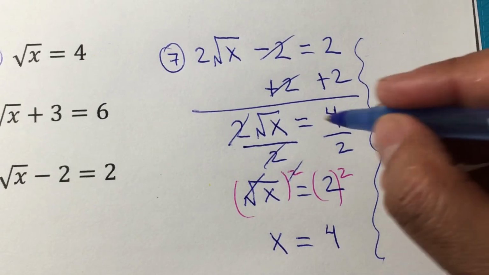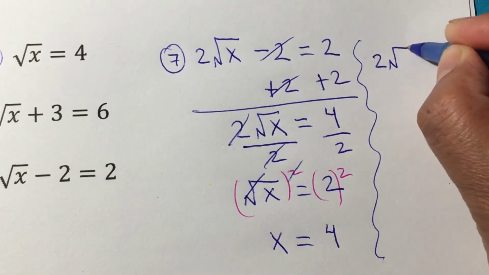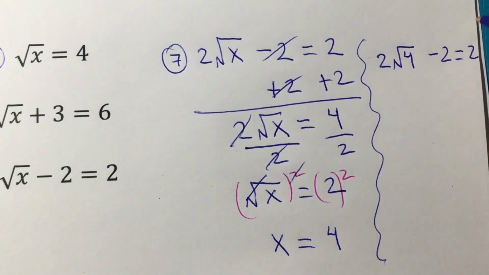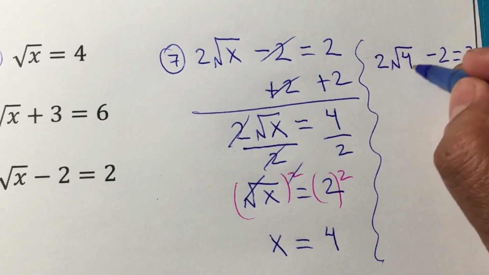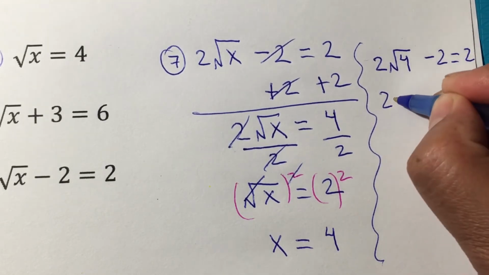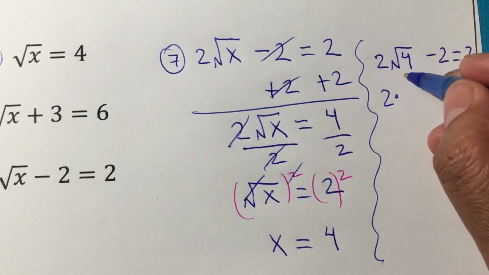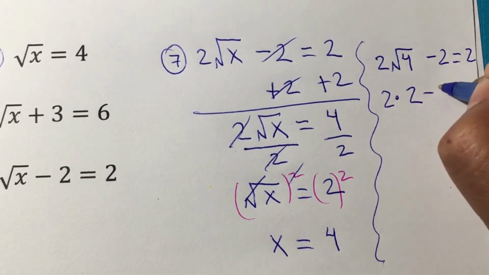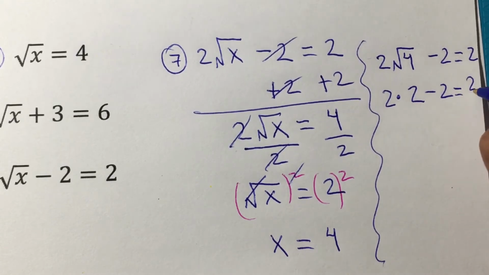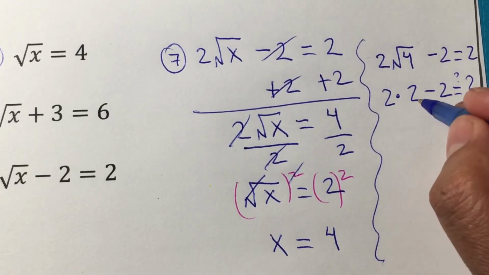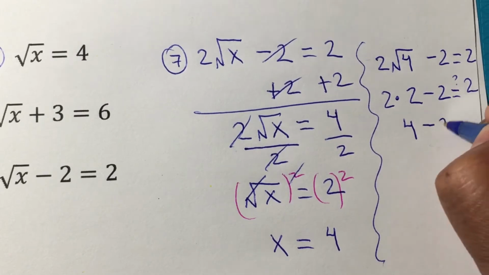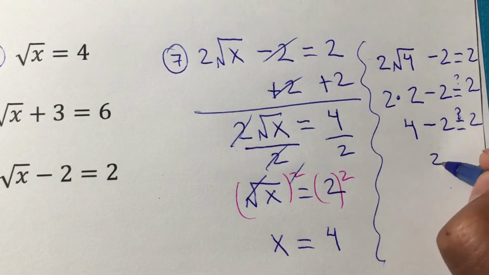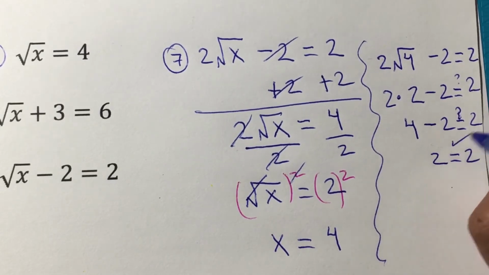For the check, all we have to do is substitute. So 2 square root of 4 minus 2, is it equal to 2? I take the square root of 4 first, bring down this, and this is multiplication. If there is nothing, that means that you're multiplying. And so the square root of 4 is 2, minus 2, is it equal to 2? 2 times 2 is 4, minus 2, is it equal to 2? And 4 minus 2 is 2, which is equal to 2, so we say check.